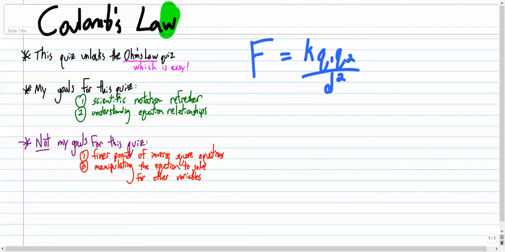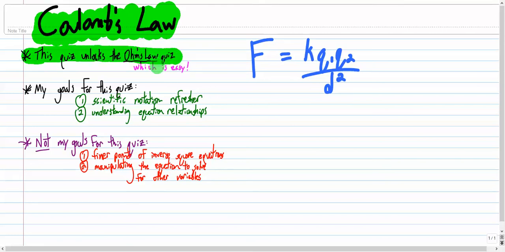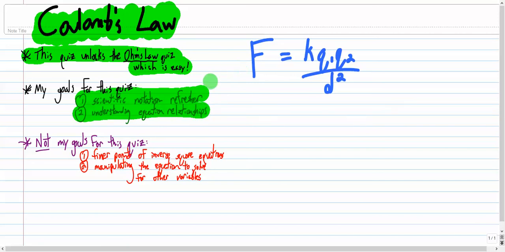It's about time to get ready for the Coulomb's Law quiz. This quiz unlocks the Ohm's Law quiz, which is easier than the Coulomb's Law quiz. You might be thinking, why would he do that? Well, my two goals for this quiz: I wanted to have a scientific notation refresher, and I wanted you to be able to describe or understand the relationships in this equation. So basically I want you to be able to use scientific notation to solve this equation and understand what's going on if we change some of these numbers.